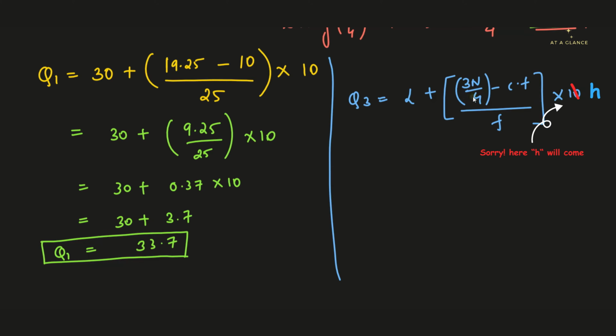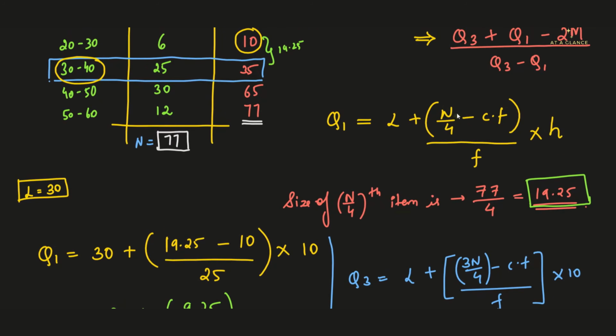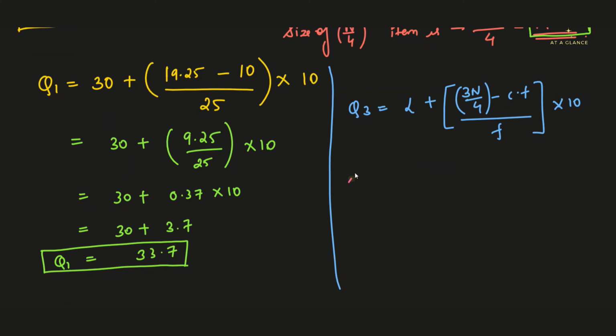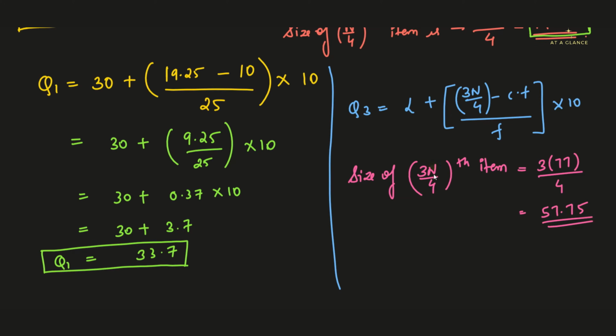So in place of n by 4, here 3n by 4 comes when we talk about Q3, that is third quartile. Now, if you remember, we first found out the value of n by 4 in the case of first quartile. So in this particular case, we'll have to first find out the value of 3n by 4. So let's write size of 3n by 4 item is nothing but 3 multiplied by what is n? It is 77. We already have calculated it, divided by 4. So this comes out to be 57.75. So this is our 3n by 4 value.